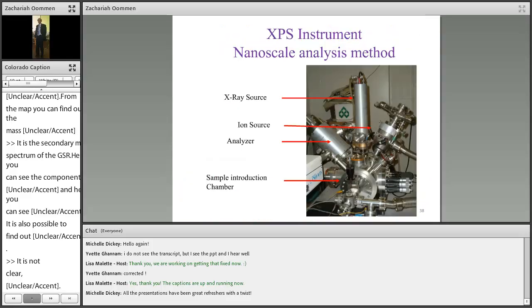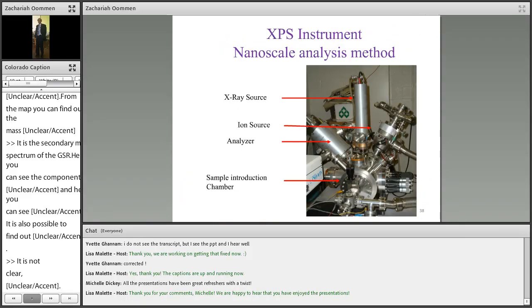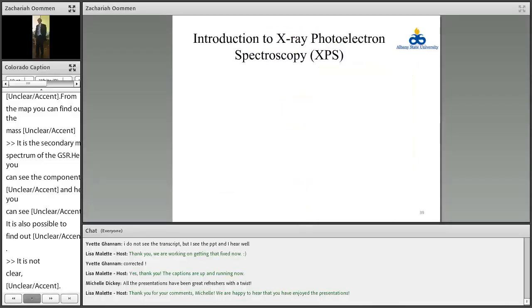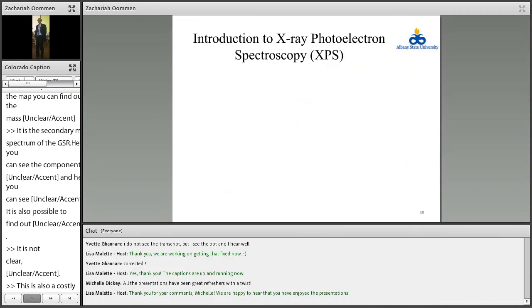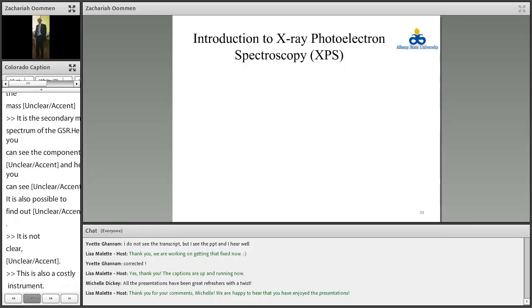Then the same thing I can do with the XPS also. But actually, this is also a very costly instrument. The instruments look similar to that of a time of flight SIMS instrument. And again, we don't have this instrument. Again, I did it with the Georgia Institute of Technology.